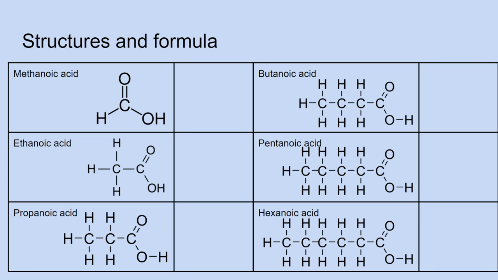They all need to end in COOH. That shows you that it is a carboxylic acid. Okay, so our methanoic acid is HCOOH. Ethanoic acid is CH3COOH. See if you can write out the formula for the remaining 4 carboxylic acids.